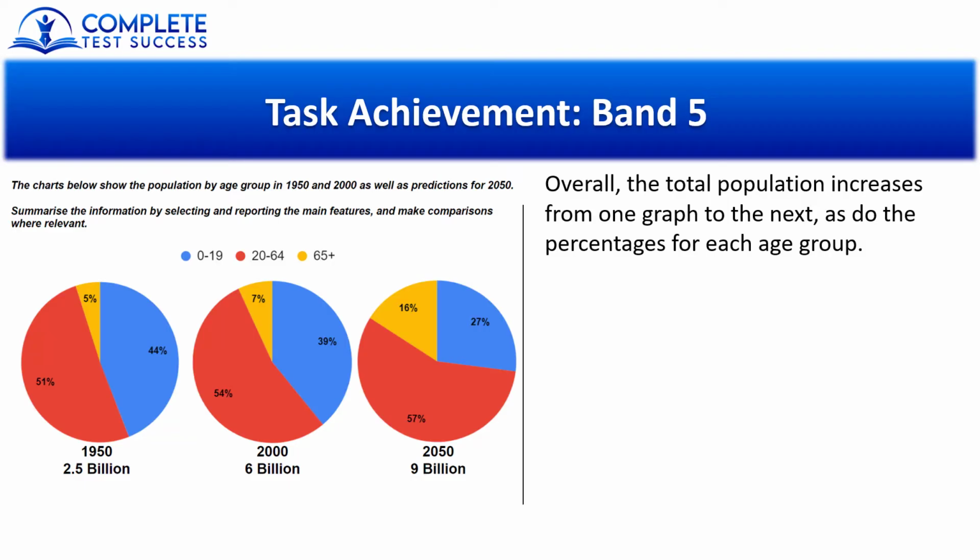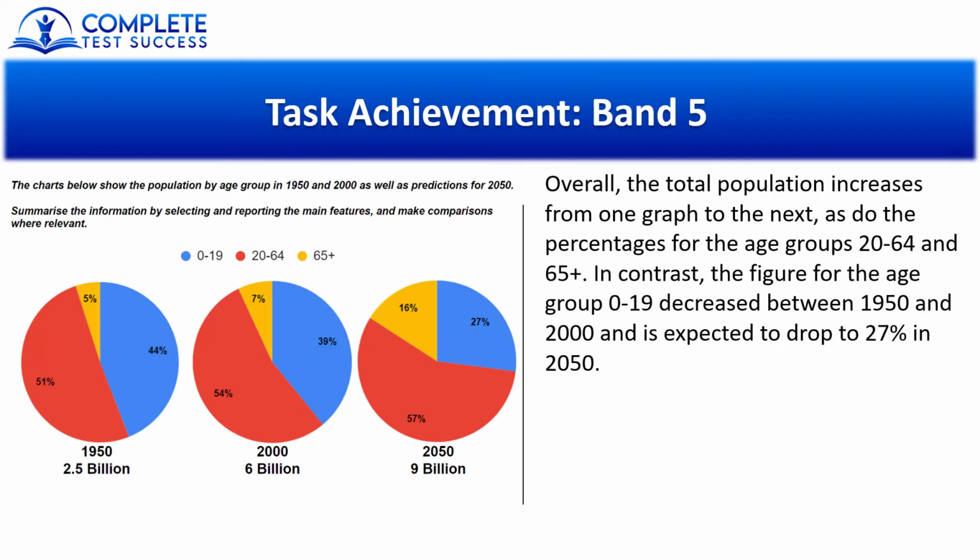As you can see, they've actually done a much better job here than the person who scored band 4. However, there is one big issue because it is not accurate. We can see in the graph that the age group 0 to 19 went from 44 down to 39% and is predicted to fall even further to 27% in the future. As this overview states that the percentages for each age group increased, the task achievement score cannot be higher than 5. And here's another attempt that also scored band 5 for task achievement.